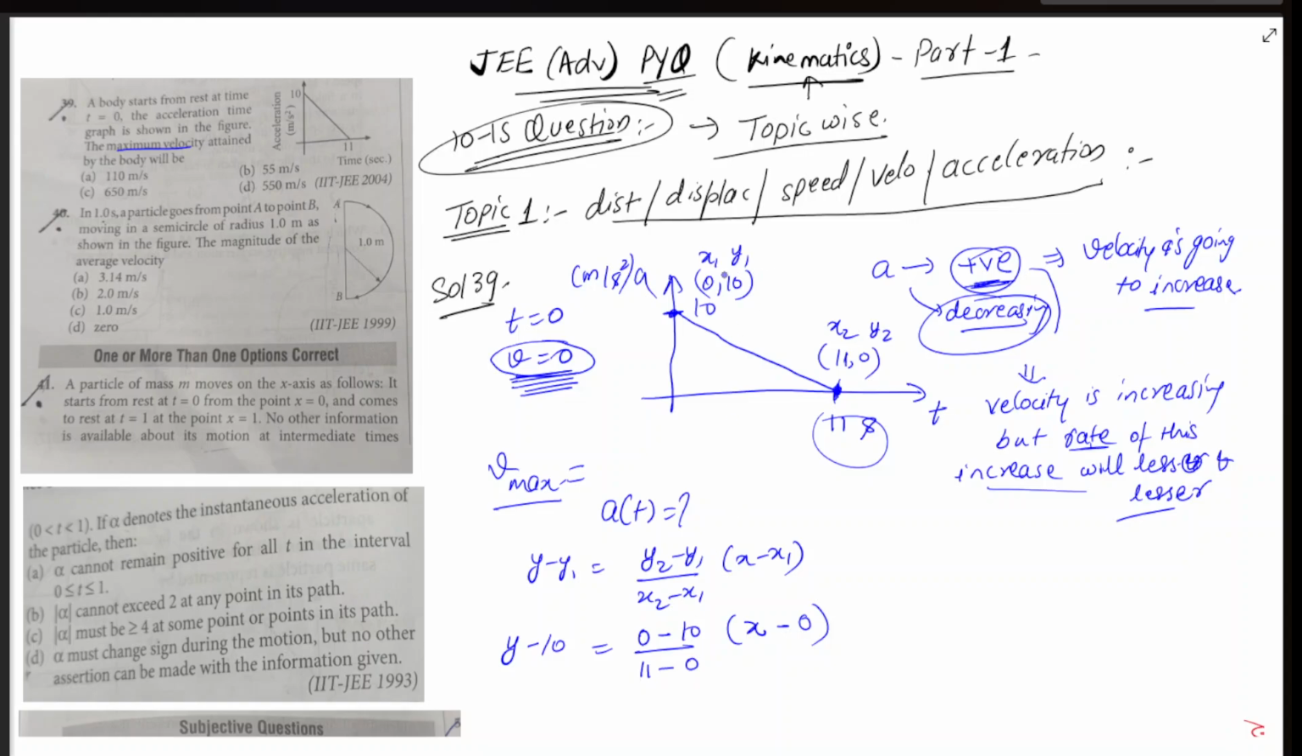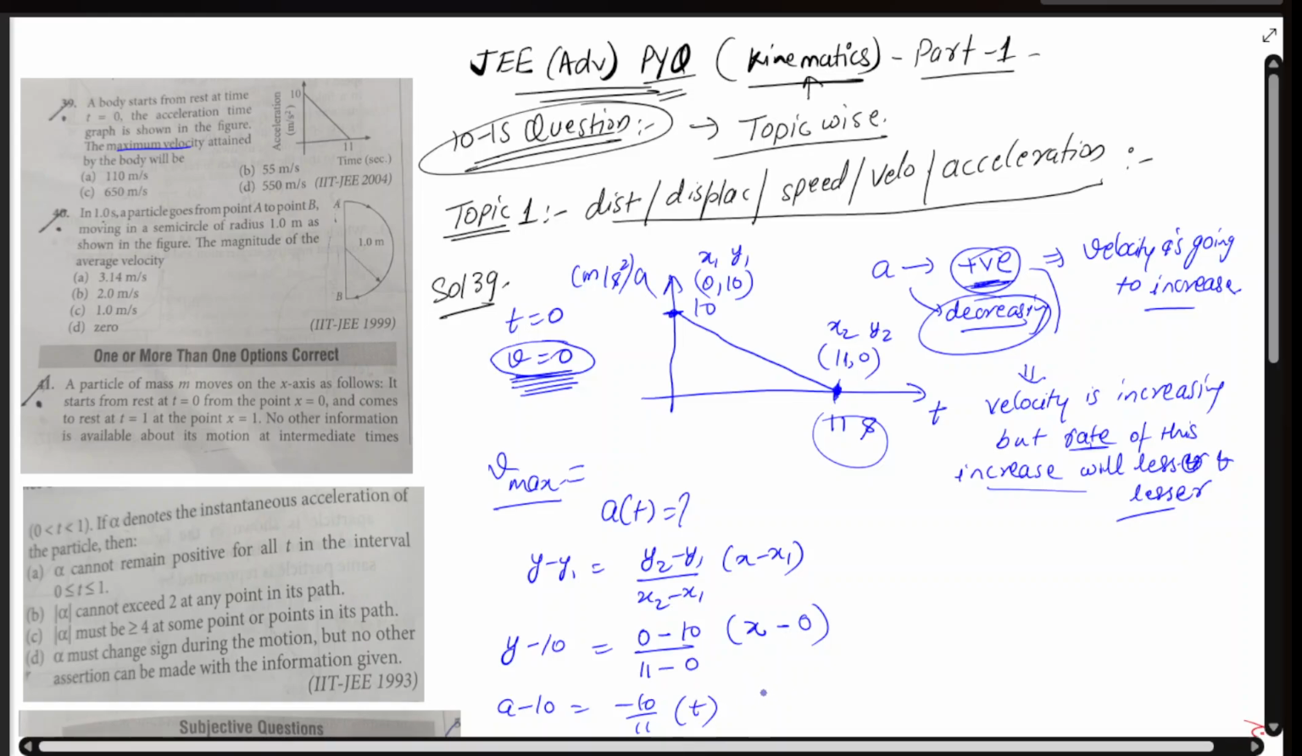What is y here? Y is a, and x is t. So a minus 10 equals minus 10 upon 11 times t. From here the 10 will come to the other side, so a equals minus 10t upon 11 plus 10.